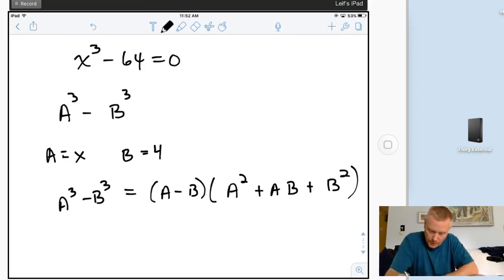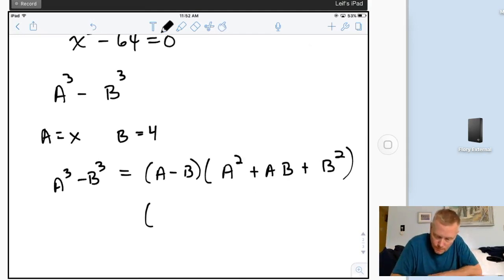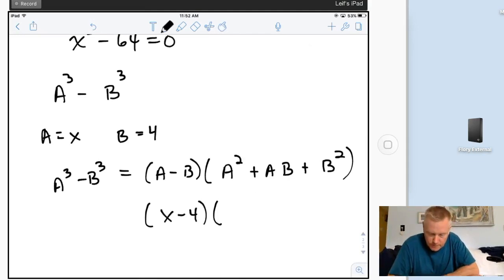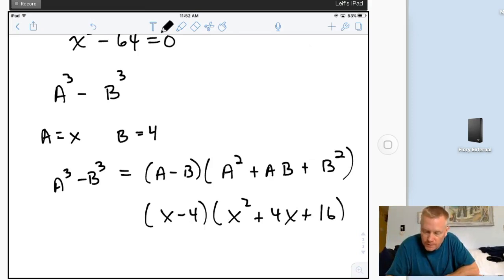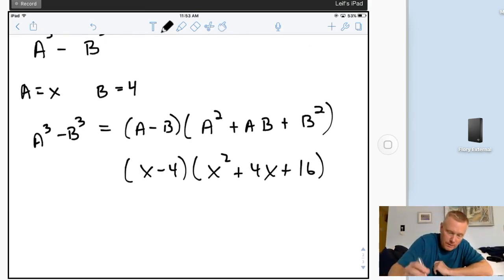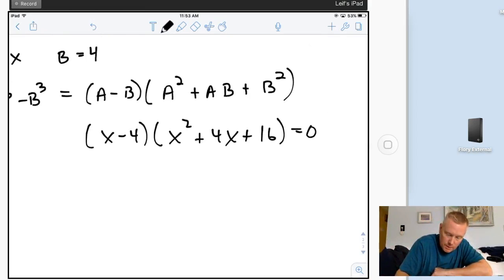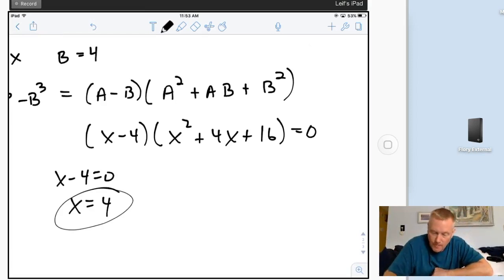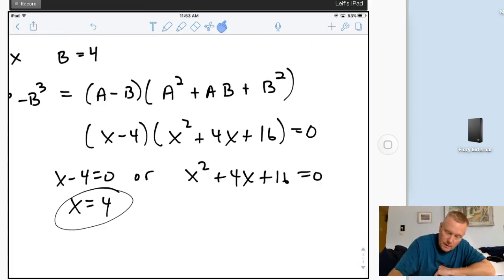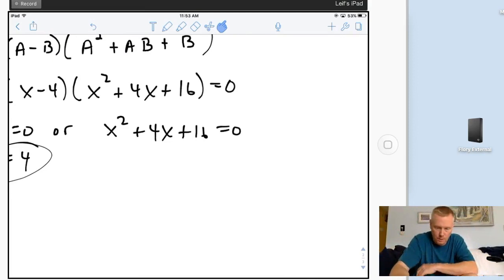Okay, so now I can plug in my numbers. x minus 4 times x squared plus 4x plus 4 times 4 is 16, and there we go. All right, so this is what I'm solving now. All right, now this equals 0. So either one of two things is true here. The nice easy one is x minus 4 equals 0, which means x equals 4. Or, here's the hard one. This one's going to take a little work. Or x squared plus 4x plus 16 equals 0. And that's not one you can factor. Factors of 16 that add up to 4, good luck. You'll be there all day.